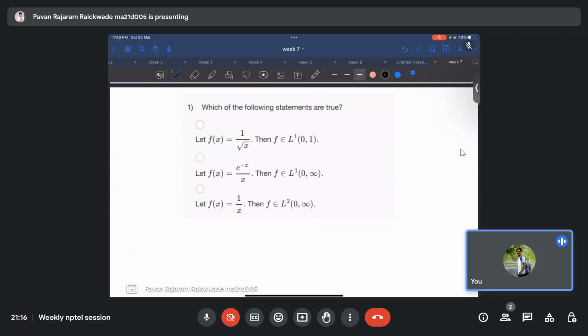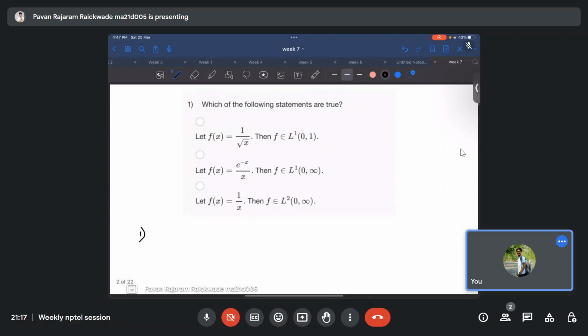Question number 1. Which of the following statements are true? Some functions are given and some spaces are given. We have to check whether these functions belong to these LP spaces. First one, f(x) equals 1 by root x. We have to check whether f belongs to L1 of (0,1) or not.